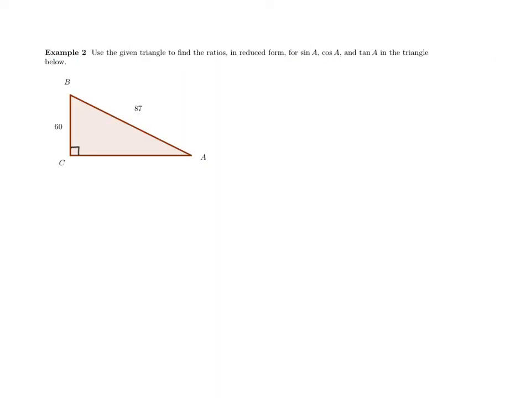In example 2, given this triangle, let's find sine of A, cosine of A, and tangent of A in reduced form. So just to state those definitions, I'll write this as a reference. All right, let's start with sine of the angle A. So sine of A is the opposite over the hypotenuse. So we're coming up with a fraction.